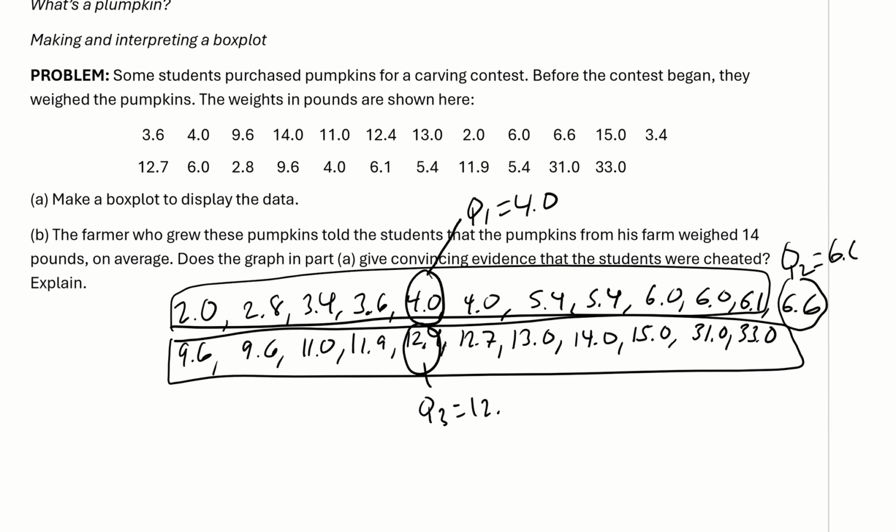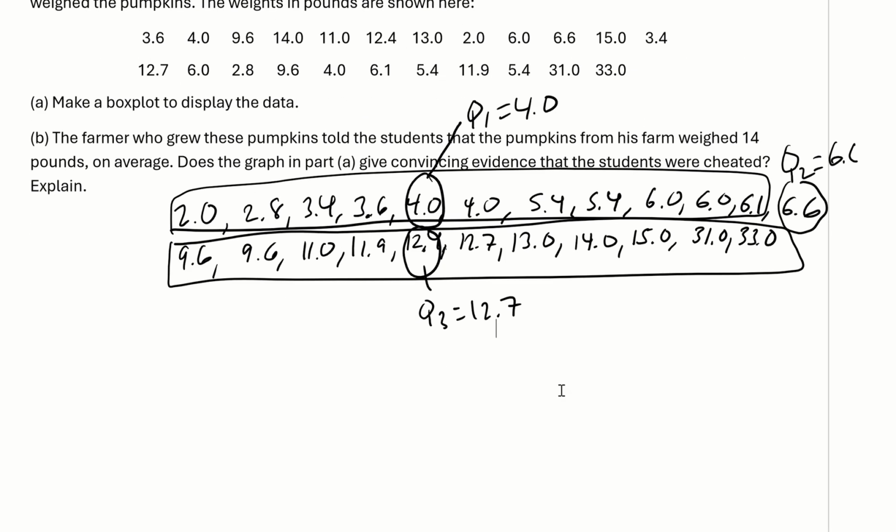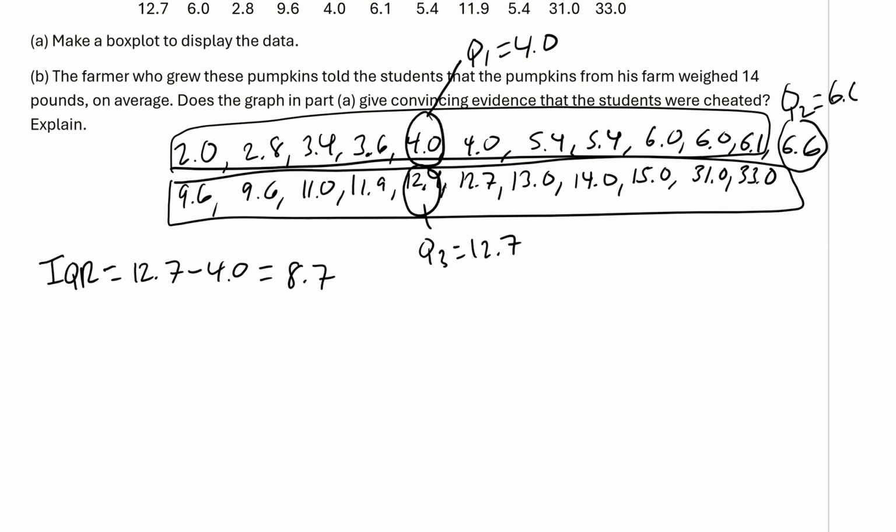That's a 12.7 right there. It's kind of hard to tell. All right, so those are my first and third quartiles. Put them in order. So we're gonna check for outliers, all right? So we got the IQR, we got the third minus the first quartile. That's gonna be 8.7 pounds.